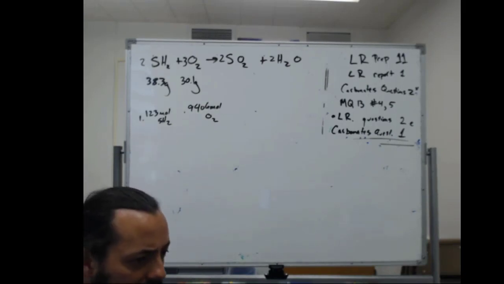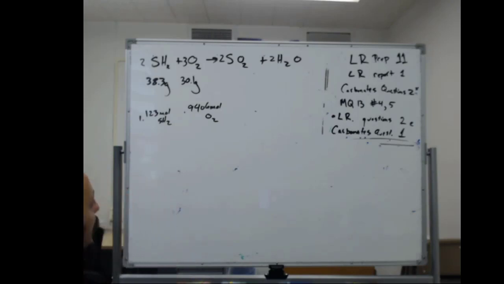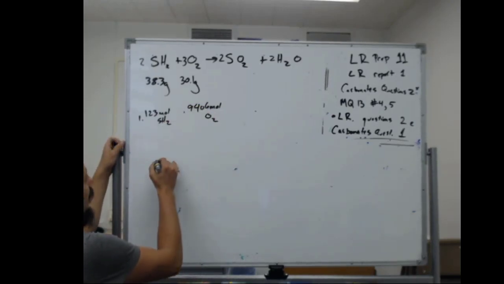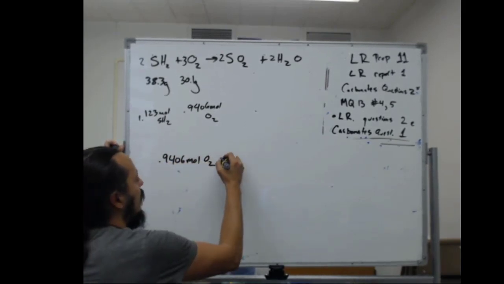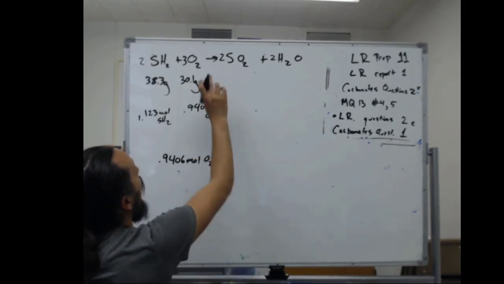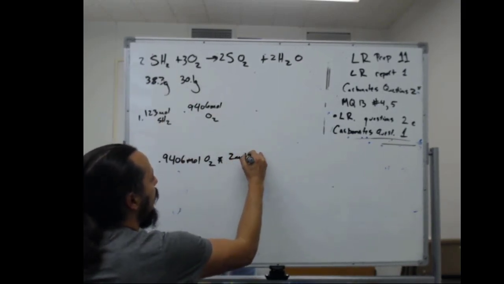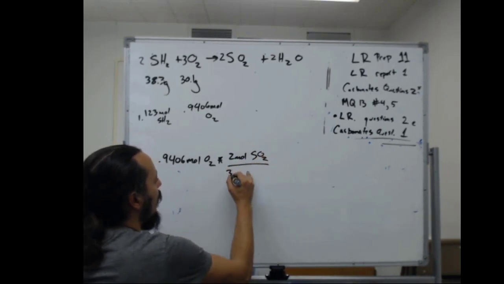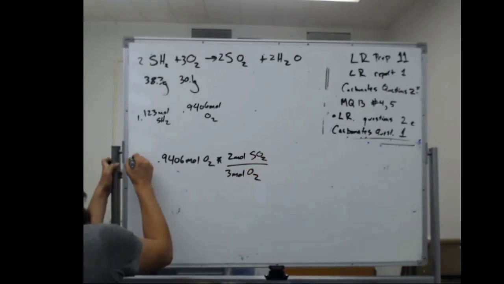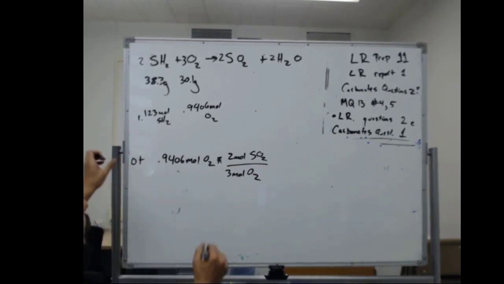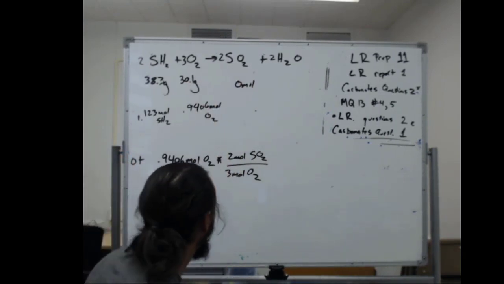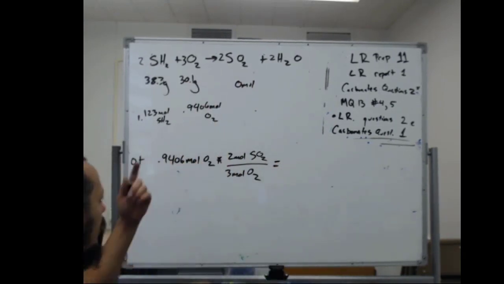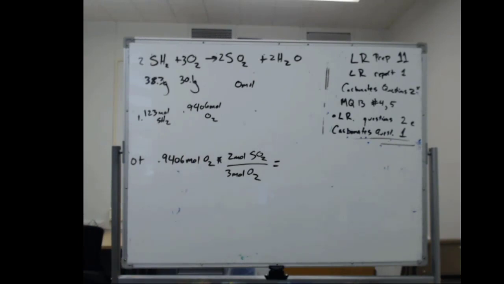So in order to calculate how many grams of sulfur dioxide would be produced, I'm going to go ahead and do 0.9406 moles O2 times my 2:3 ratio, 2 moles SO2 for 3 moles O2. We can imagine a 0 plus over here because we started with 0 moles there. Important for future chemistry, not important for this class. And then I just have to do 0.9406 times the 2:3 ratio, and that should be it for that problem.